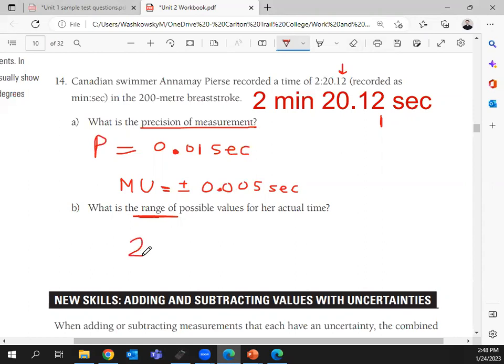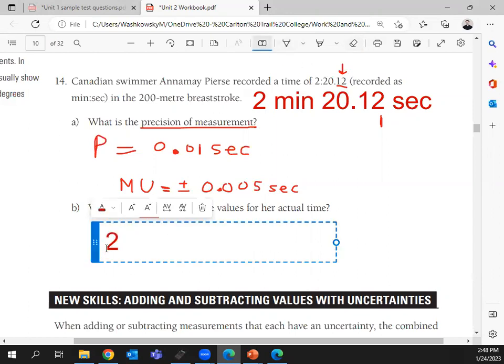We know she did 2 minutes. It'd be all of this, but we're looking at this 12 specifically. So we know it's going to be 2 minutes, 20 seconds. So 2:20, and then you said 0.12, or 0.17. Oh, 0.17.